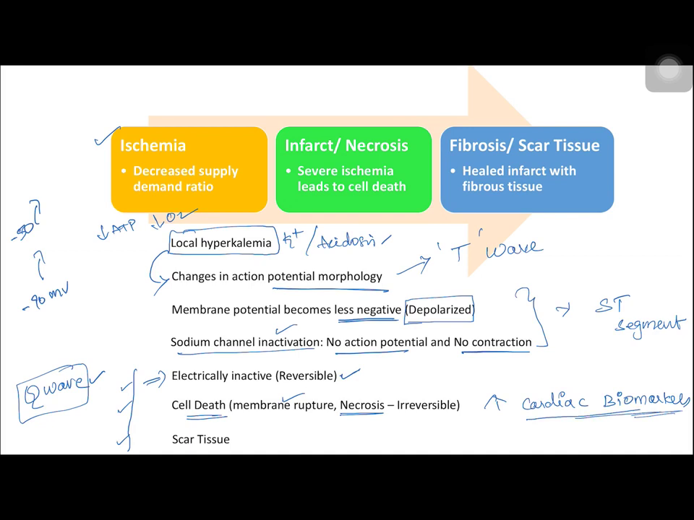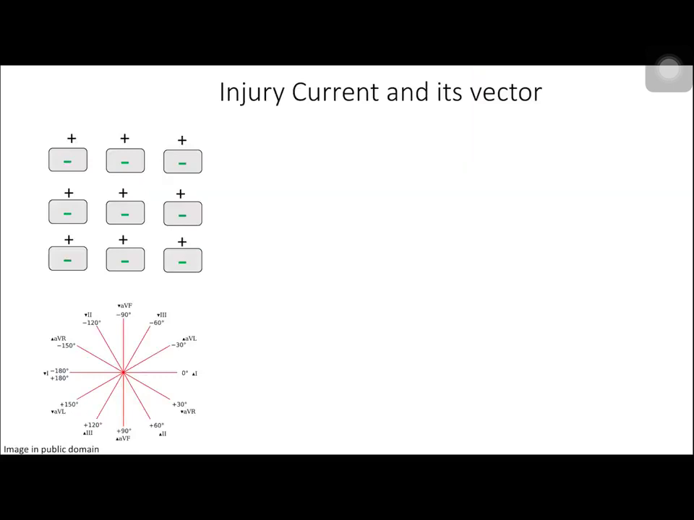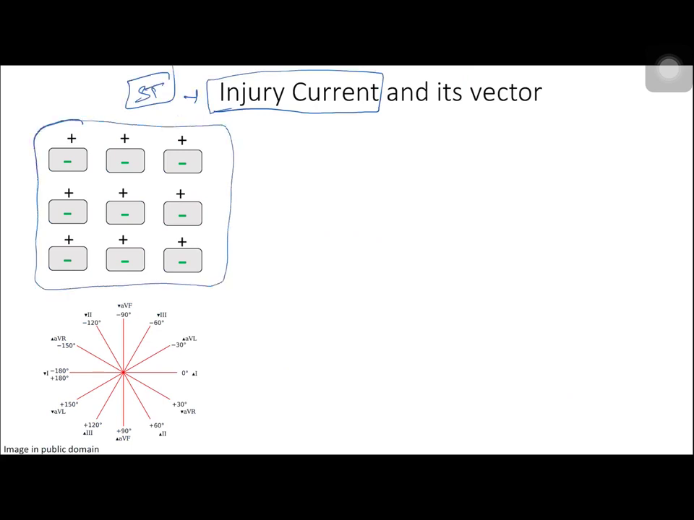Now let's see what happens to the ST segment. To understand that, we have to see what happens when the myocardium gets injured. So we have to understand a concept called injury current to understand ST segment changes during an ischemia. These gray cells represent a normal myocardium. Now all the cells are in a resting membrane potential, that is inside negative and outside positive, minus 90 millivolt. Since this is electrically homogeneous, there is not going to be any current flowing between the cells.